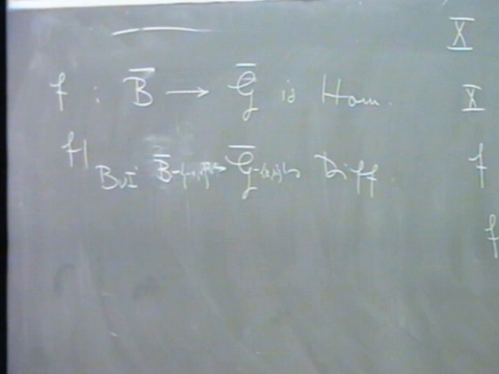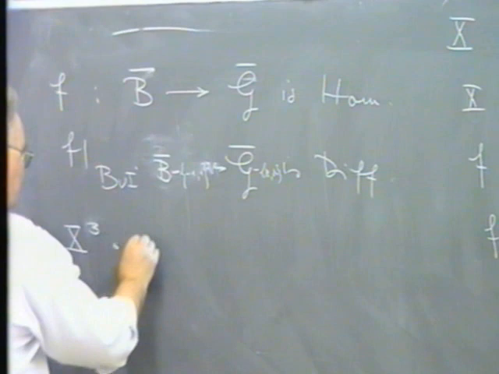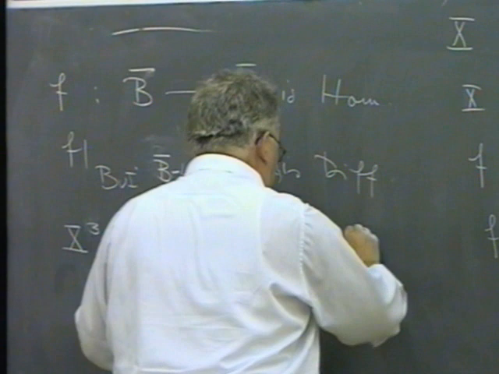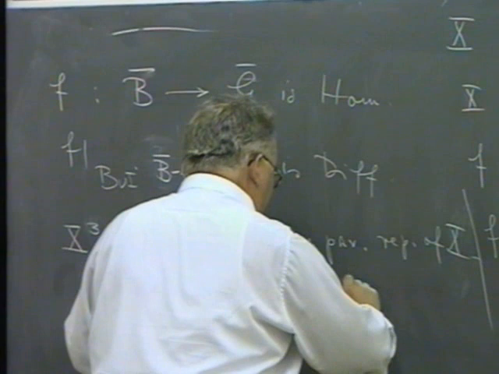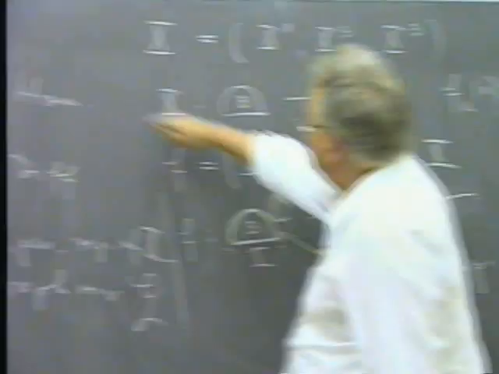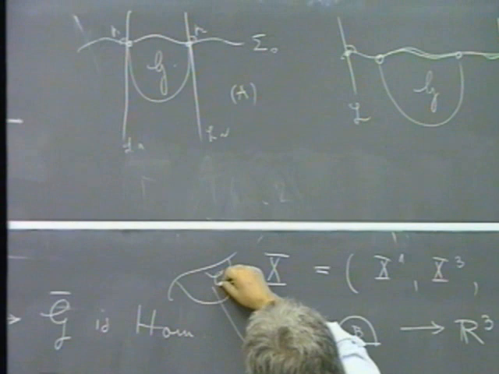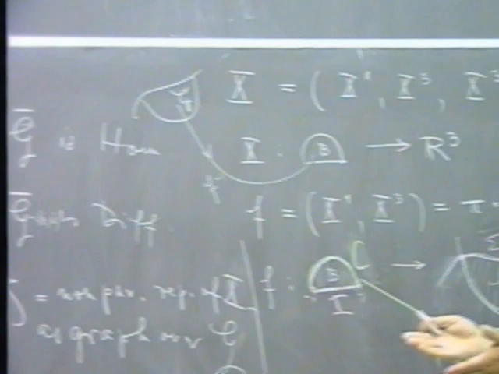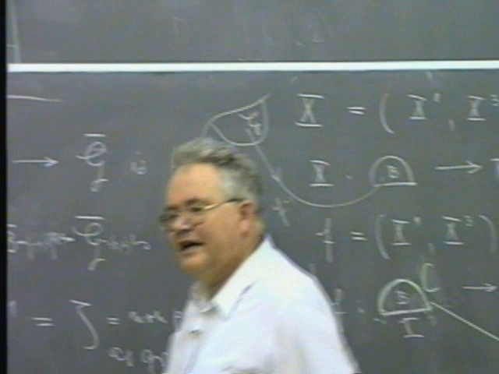So if I had this, I would take X3, the third component, compose it with the inverse of F, and call this zeta, and this would be a non-parametric representation of X as a graph over G. Because X sits in here, and F is a mapping from here to G. So F goes this way, F to the minus one goes this way, and composing it with the third component, I have a function which is defined over here, and it should be the non-parametric representation of my minimal surface.